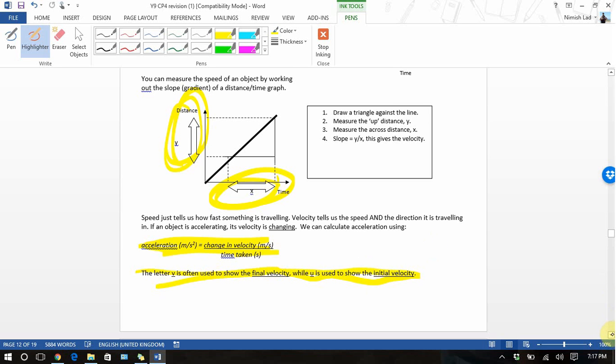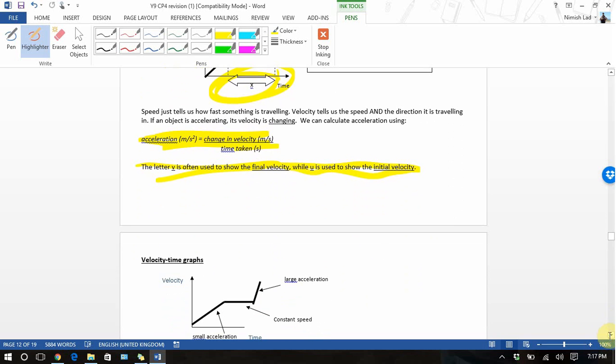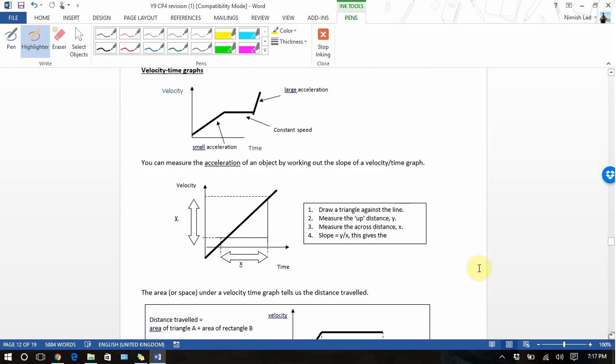So that's distance time graphs. Let's now move on to velocity time graphs. So when it comes to velocity time graphs, you have velocity on one axis and time on the other. Over here we've got a small acceleration, and over here we have a larger acceleration because of that steeper gradient. Over here the velocity is staying the same, so it's a constant speed or a constant velocity.